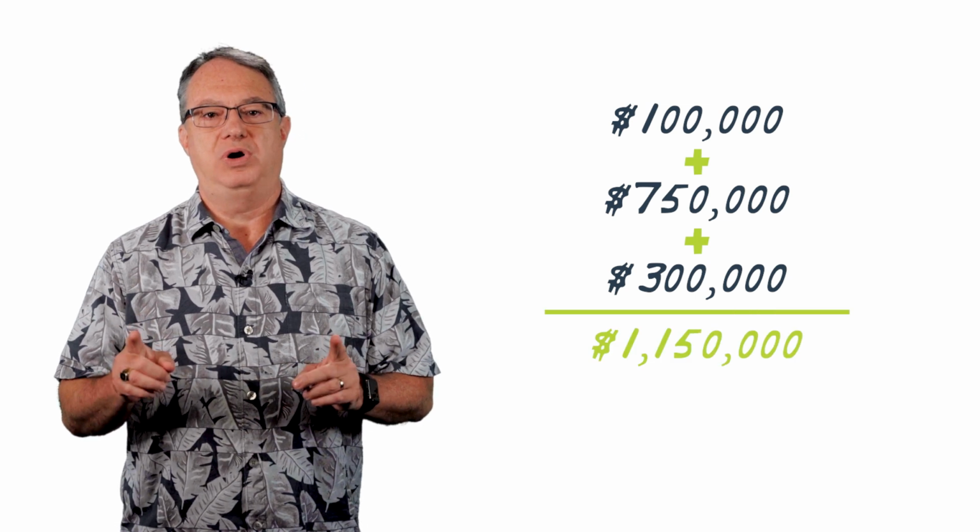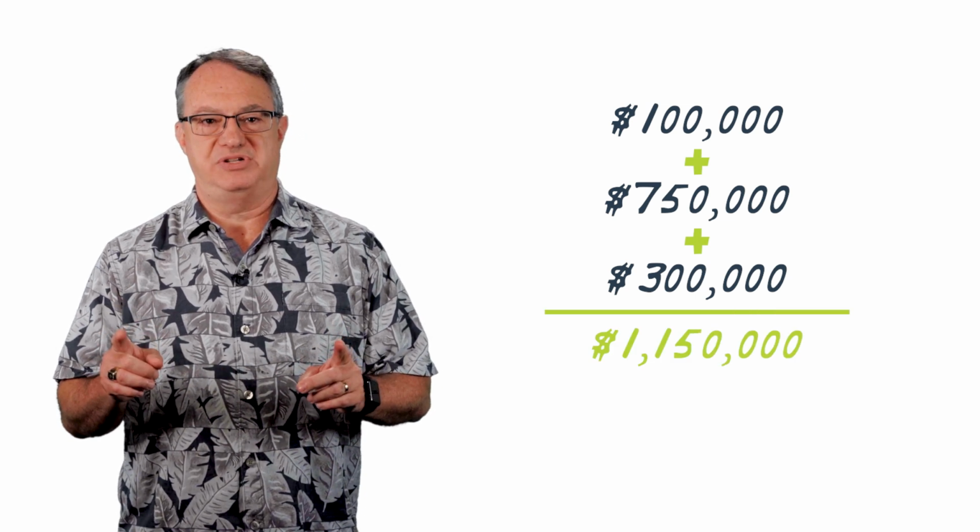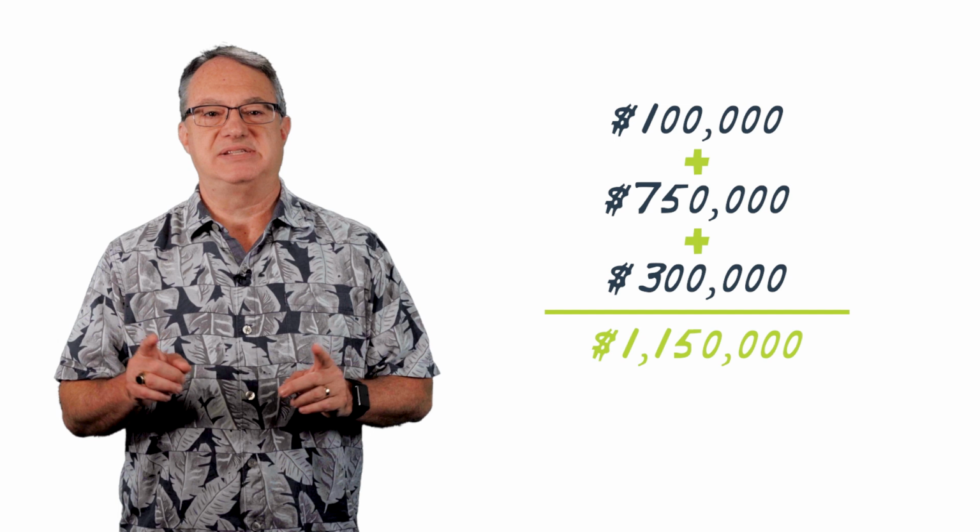So let's use that asset approach to determine practice value. You have $100,000 in assets, $750,000 in real estate, and $300,000 worth of patient lists and records and other intangible assets. That comes to $1.15 million of estimated value under the asset method.